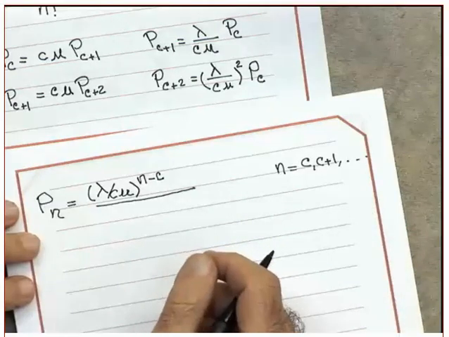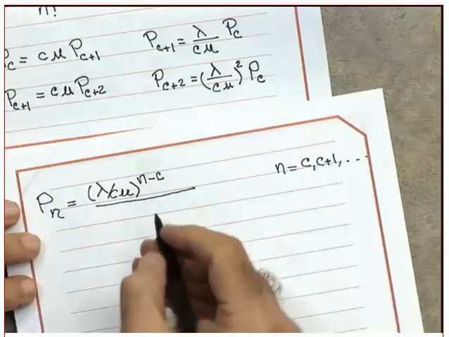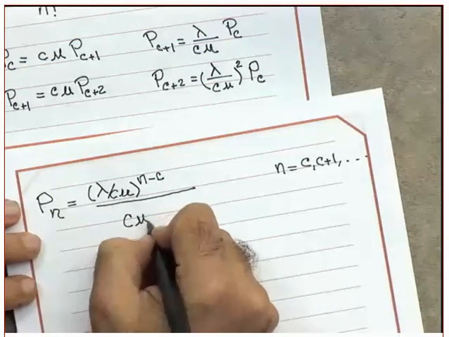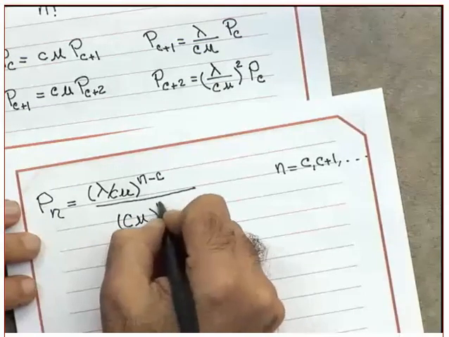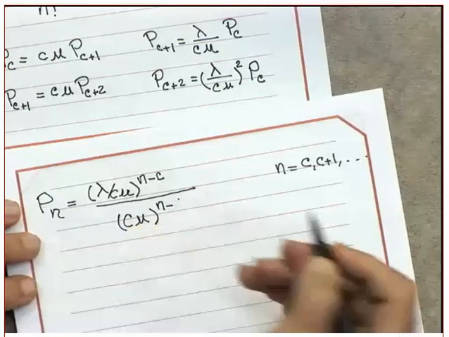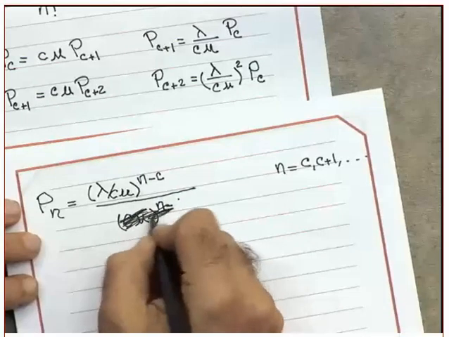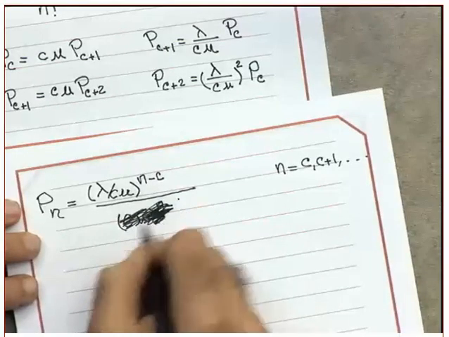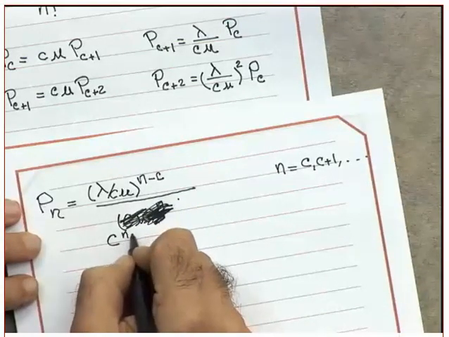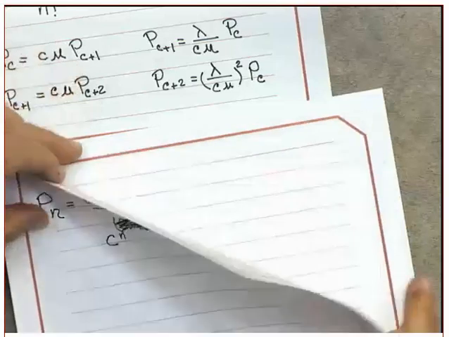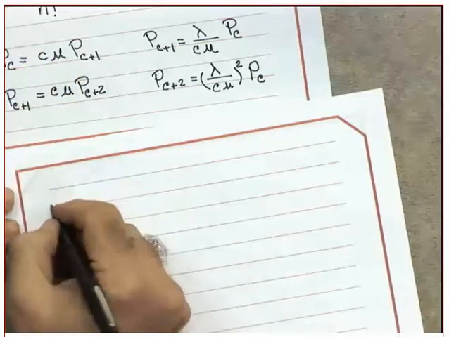C mu to the what? I messed up? Oh, there's already one in here. So what is this? C to the what? Okay, one more time. I messed it up.